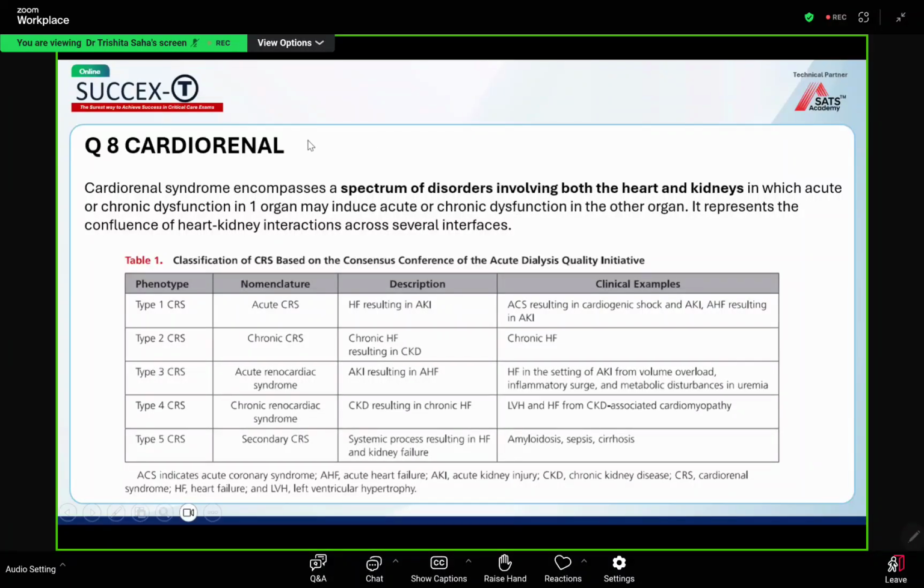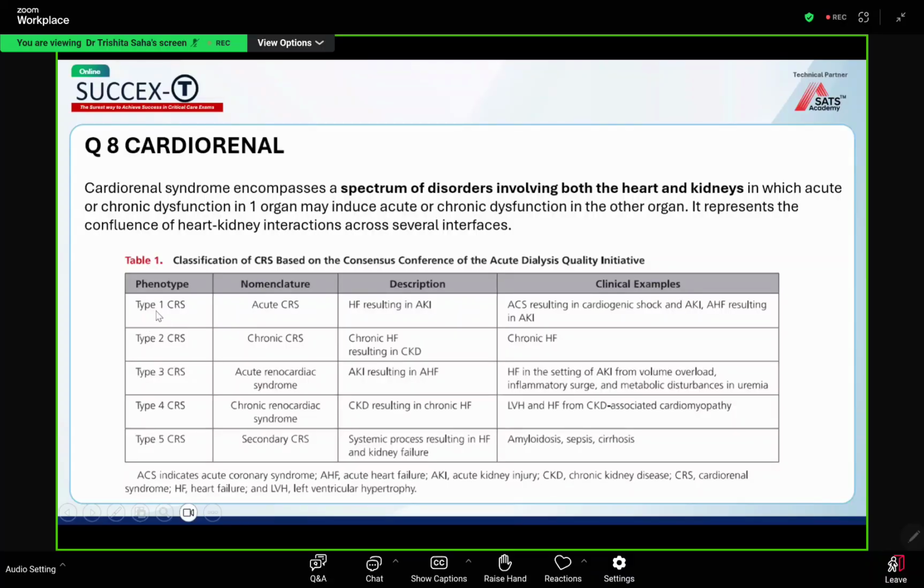It is one of the important organ crosstalks between the heart and the kidneys. So cardiorenal syndrome encompasses a spectrum of disorders involving both heart and kidney, in which acute or chronic dysfunction in one organ may induce acute or chronic dysfunction in the other organ. It represents the confluence of heart-kidney interactions across several interfaces. For the definition of cardiorenal syndrome, you have to make this table, which is the classification of CRS based on the consensus conference of the Acute Dialysis Quality Initiative.